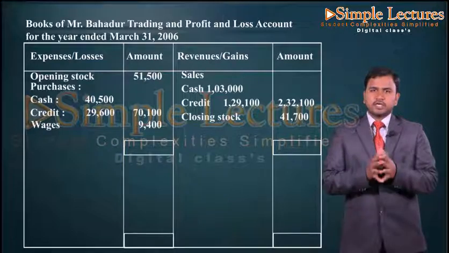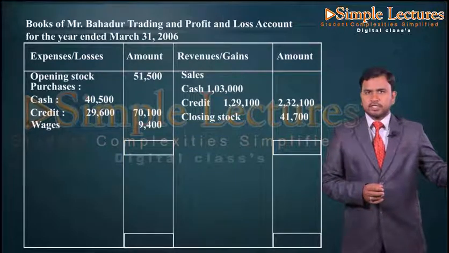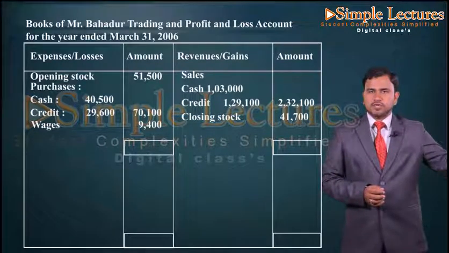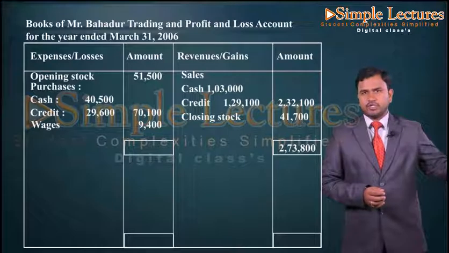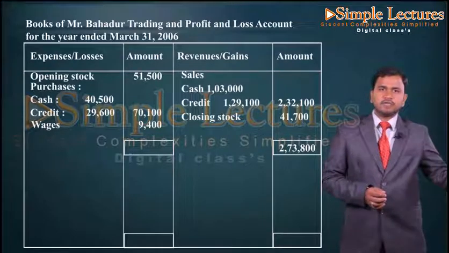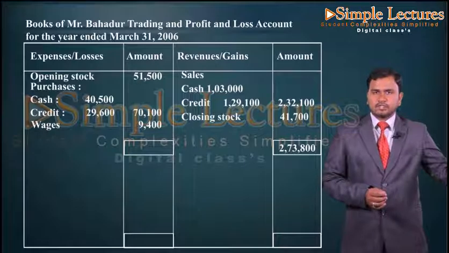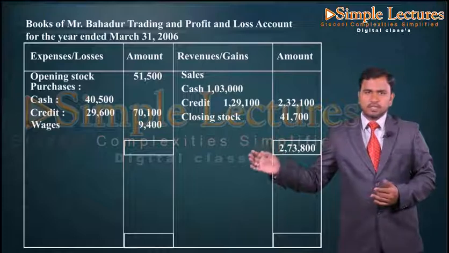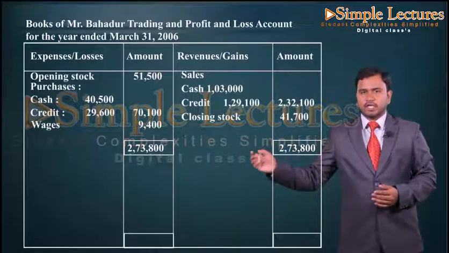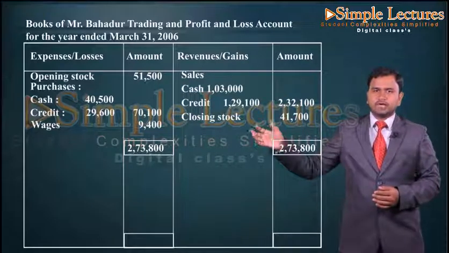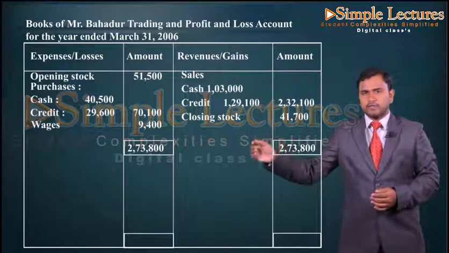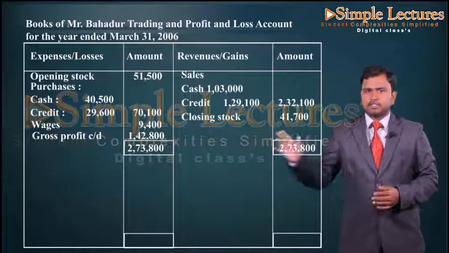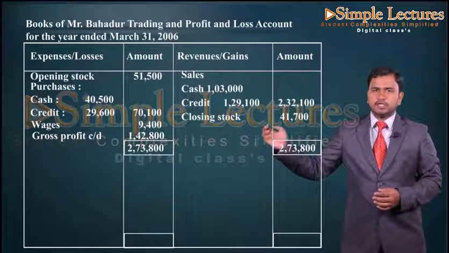So coming to the trading account, we have excess total in the credit side, which is 2,32,100 plus 41,700. The total is 2,73,800. So this is nothing but the gain or the revenue which we have excess than the expenses. So let us take the same total in the debit side in the same line, 2,73,800 minus the things what we have, opening stock, purchases and wages. So the balance is 1,42,800. That is nothing but gross profit carried down.